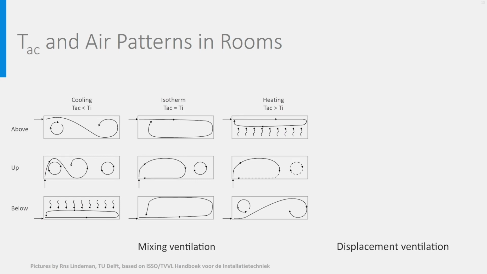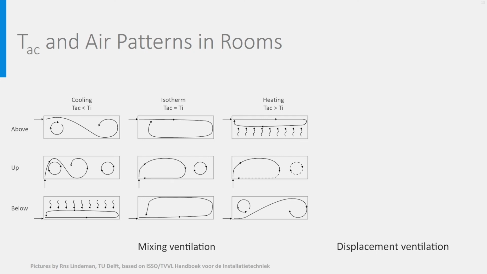Finally, let's look at the effect of the temperature of the conditioned air TAC on the flow patterns in the room. As you can see here, the pattern depends a lot on the position of the air inlet valve in the room. This is just to give you an idea. The actual flow patterns depend very much on the valve design and the velocity of the air jet when leaving the valve. The position of the exhaust valve does not change the patterns very much and is not shown in the figure.